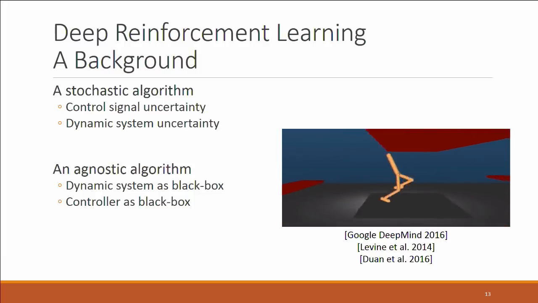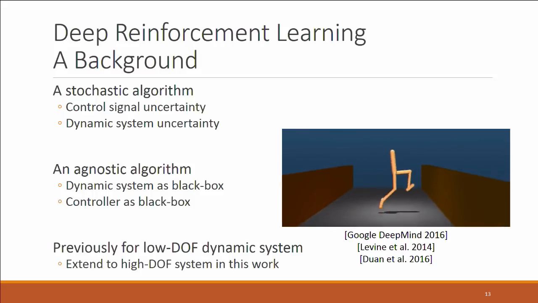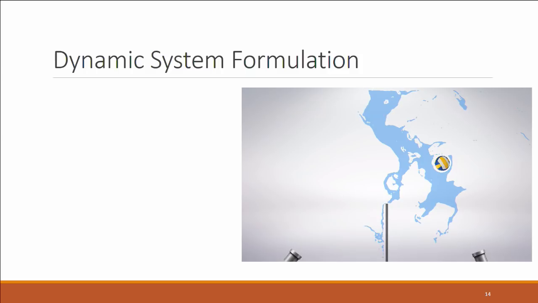We can apply a very general assumption on the dynamic system, such as that your dynamic system is nonlinear, non-smooth, and that's okay. Previously, DRL has been widely used to control low-dimensional dynamic systems, such as articulated rigid bodies, and we extended it to handle high-dimensional fluid systems. So let's go deeper into the method, and I'll talk about some key components.